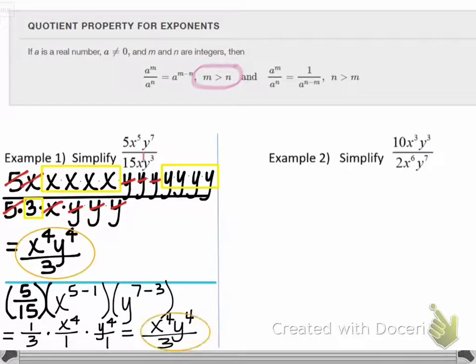So you can see no matter which way we approach this problem, we arrive at the same answer: x to the 4th, y to the 4th over 3. Let's take a look at example 2.